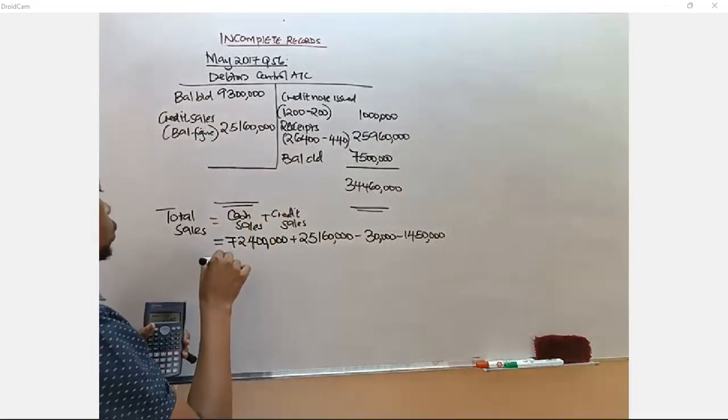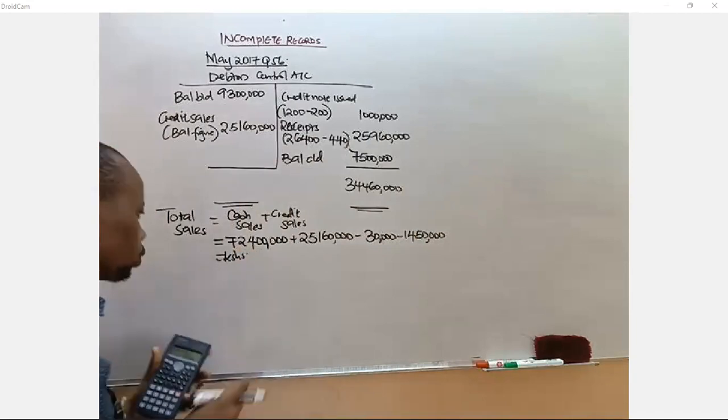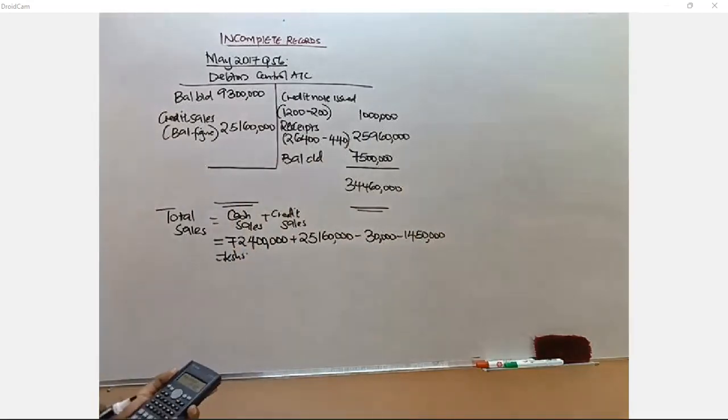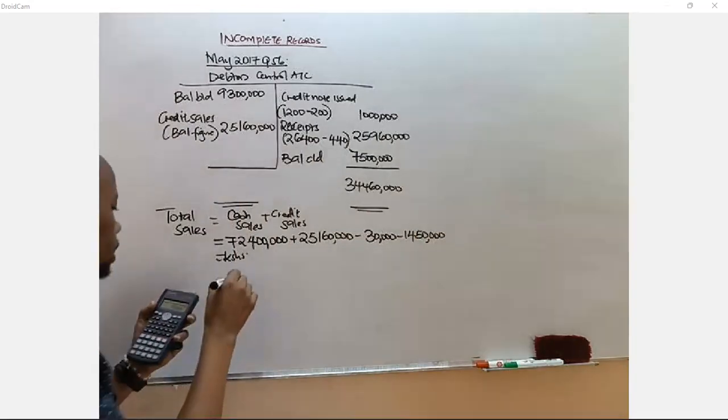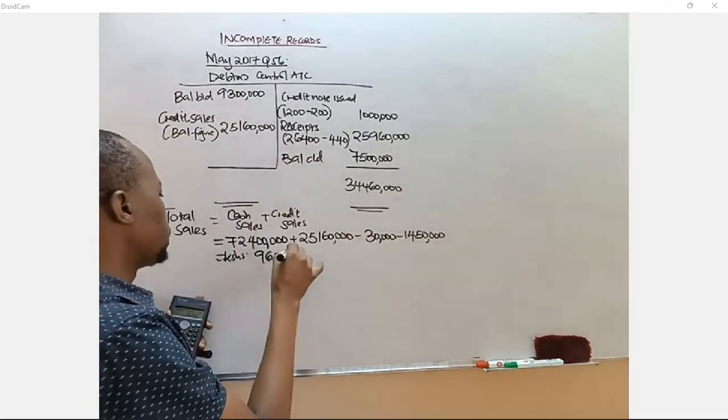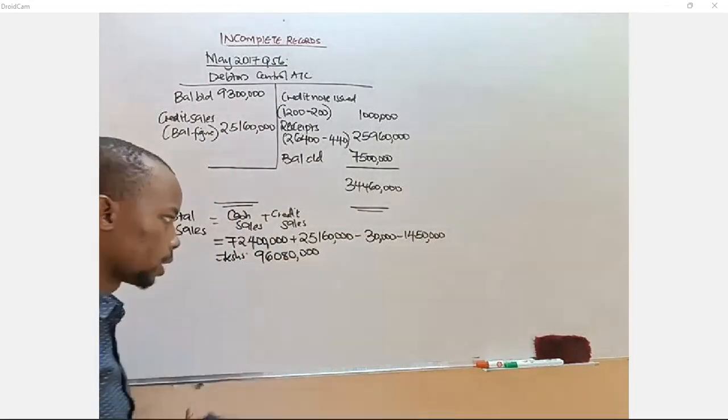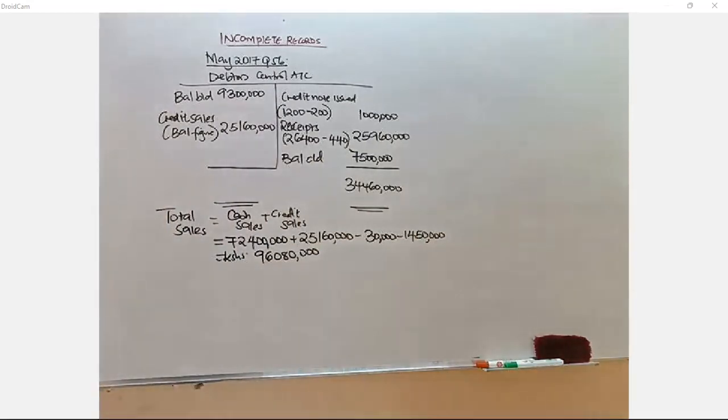So our total sales should be how much? Plus 72,400 minus 30 minus 1,450. Now you can see we are getting our sales to be 96,080,000. That is my total sales.